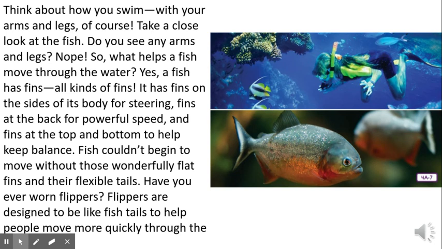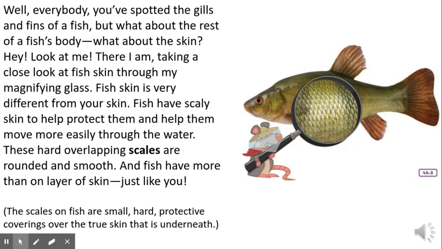Yes, a fish has fins, all kinds of fins. It has fins on the sides of its body for steering, fins at the back for powerful speed, and fins at the top and bottom to help keep balance. Fish couldn't begin to move without those wonderful flat fins and their flexible tails. Have you ever worn flippers? Flippers are designed to be like fish tails to help people move more quickly through the water.